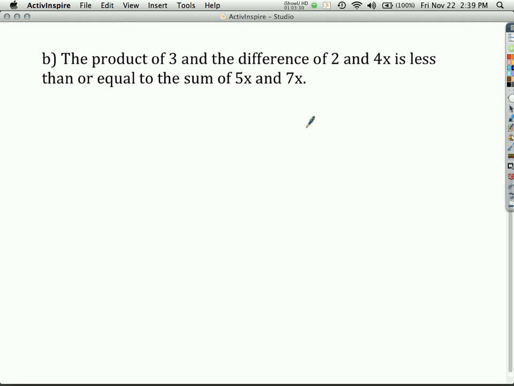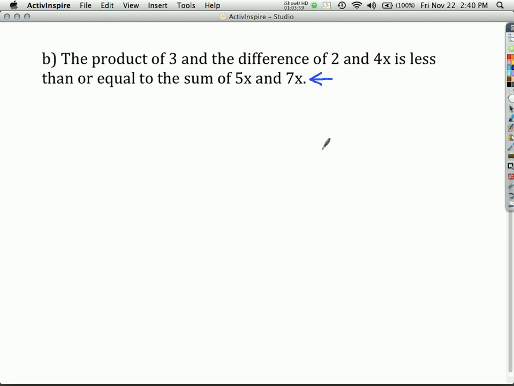Now that you're used to everything in my class, you might be fine just reading it as the product of 3 and the difference of 2 and 4x. You might be able to do it that way. If you can, that's fine. You don't have to do it my way. But if you do have a difficult time interpreting this, starting at the end and reading that way does help.